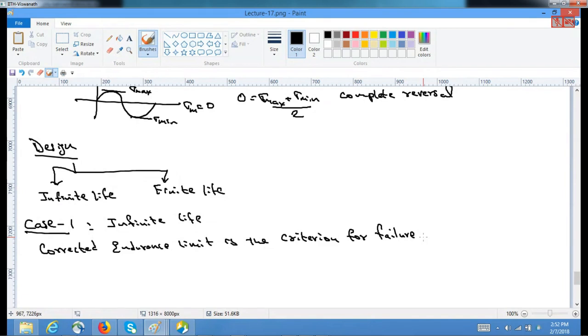But not all components are designed for infinite life. Sometimes the life can be somewhere around 10 power. The endurance limit may be at some place, but sometimes we may be operating at higher stresses than the endurance limit. Then obviously that component, when it is operated at higher stresses, will have finite life. So it has to be designed for a finite life.